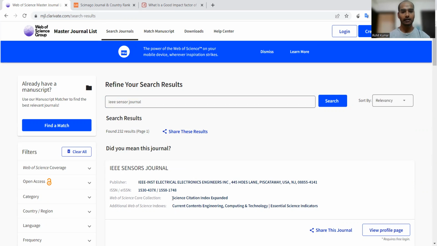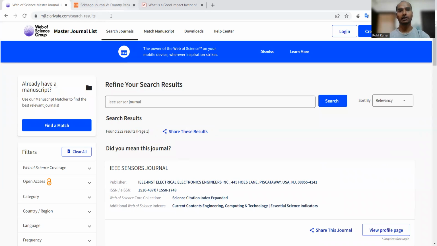So here you can have a look that Science Citation Index Expanded is listed as the Web of Science Core Collection. It means this particular journal, IEEE Sensors Journal, belongs to the Web of Science Core Collection, that is Science Citation Index Expanded. It means it is an SCIE journal. If it is Science Citation Index only, then also it is good. SCI and SCIE are kind of the same. The only difference is that the SCI list got expanded and resulted in SCIE. Okay, so in this way you can check whether the journal is SCI or not.